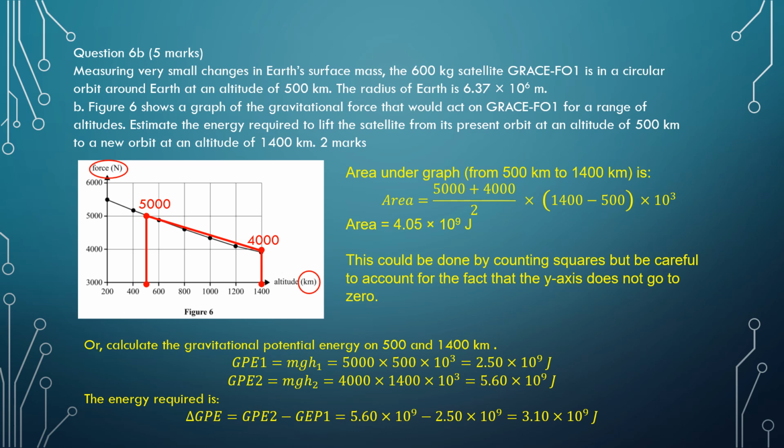Please use scientific notation, not draw 0. The delta GPE is a little bit smaller than the area of the trapezoid because the area under the trapezoid is bigger than the area under the graph.